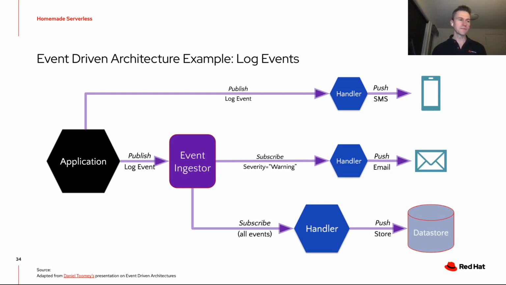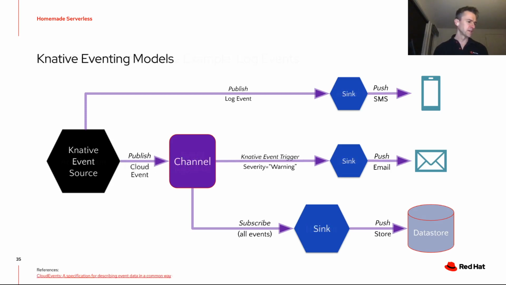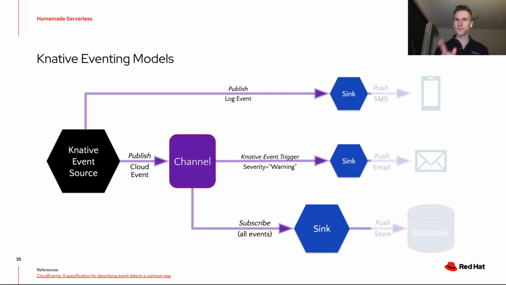So the basic idea of event-driven architecture we went over. Let's see what happens when we map it to Knative eventing. It's the same stuff, it gets slightly different names, and we care less about what happens on the other side of the sink. We're completely concerned with going from source to sink. So I have a Knative event source that publishes, say, a log event, and the sink consumes it and sends it off to the phone.